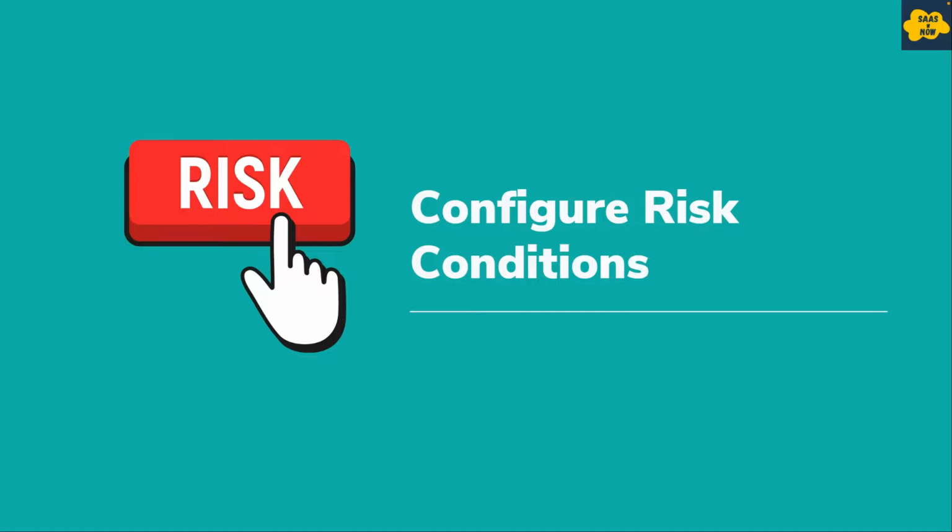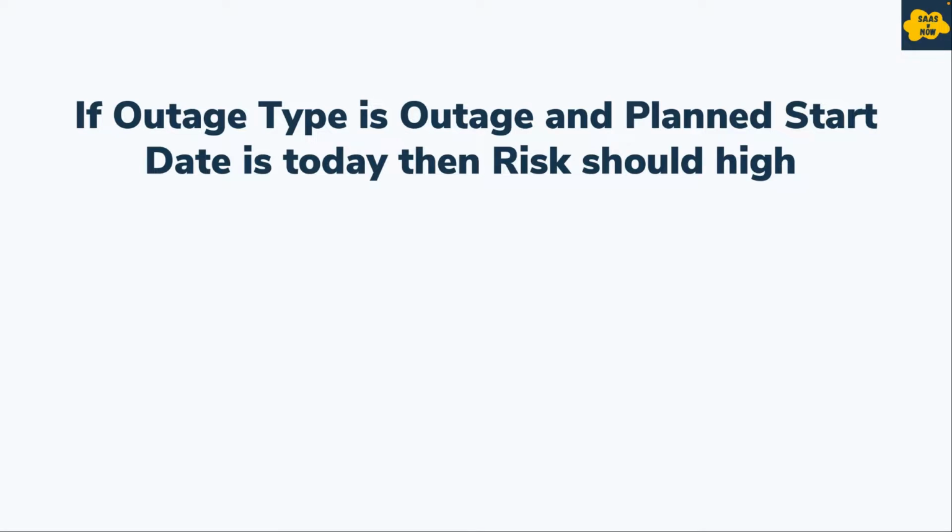So in this video, we will try to configure risk conditions. And our task would be that if outage type is outage and planned start date is today, then risk should be high. Now it might happen that you got an incident today. And for that incident, in order to resolve it, you may have to create an emergency change. And you have to implement something or solve something by doing some activity on the infrastructure right away. So in that case, you have to create an emergency change.